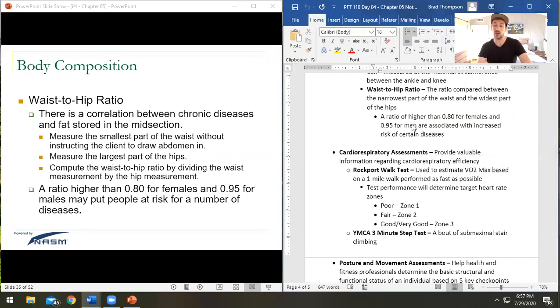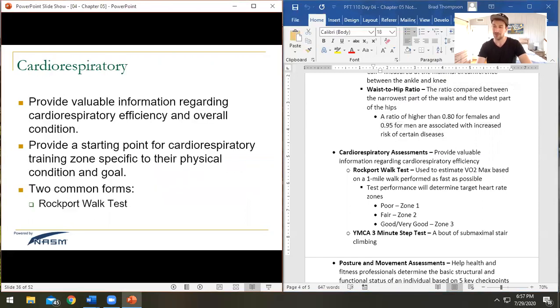And then we are looking for a ratio of higher than 0.8 for females or higher than 0.95 for males. Both of those are considered putting you at higher risk for certain diseases. So ideally we want to be below 0.8 and we want to be below 0.95. I know I screwed that up last time when I put the greater than, less than symbols in the wrong order.